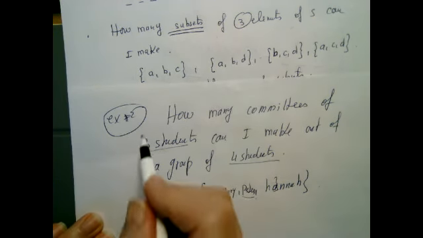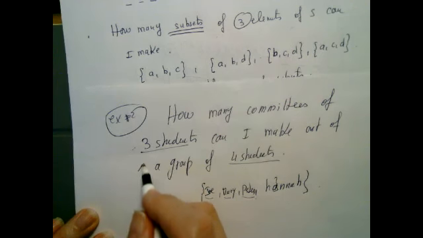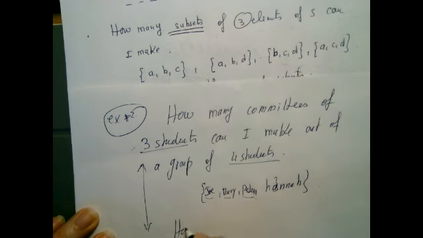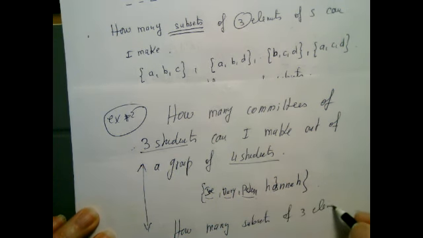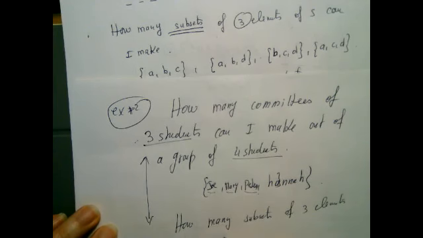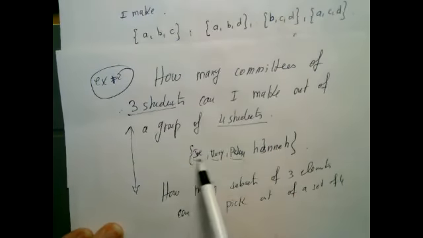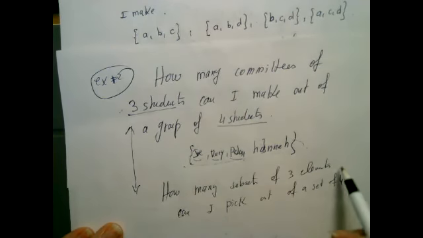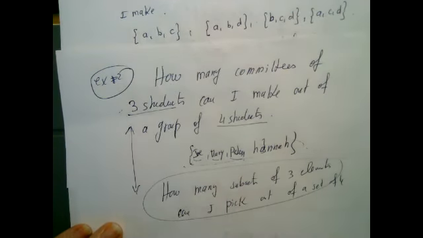It means picking a subset of 3 elements out of a set of 4 elements. So this question is really equivalent to: how many subsets of 3 elements can I pick out of a set of 4? Asking how many committees of 3 students is the same thing as how many subsets of 3 elements can I pick. And in this case, I have 4 choices to pick my committee.